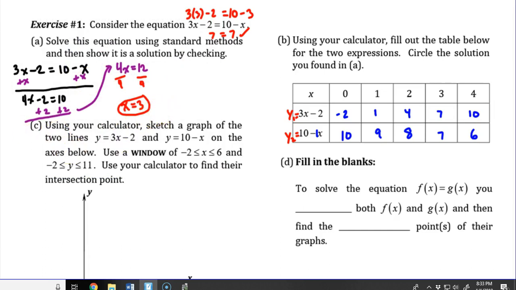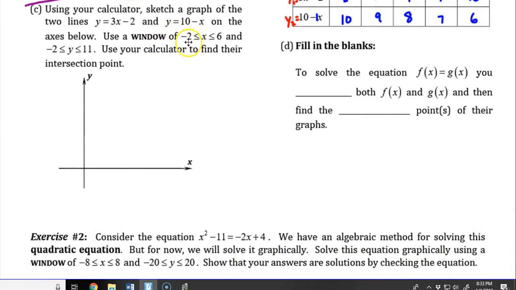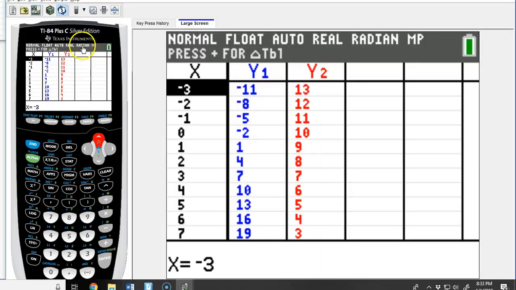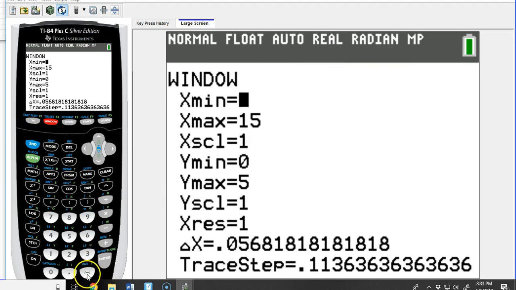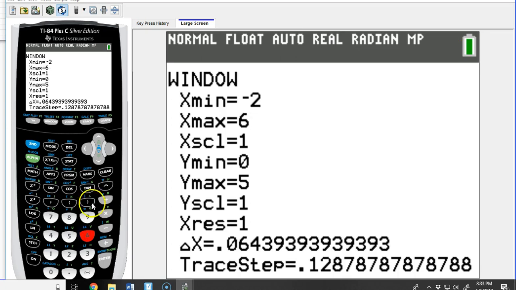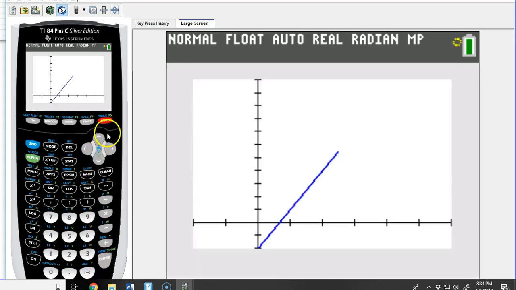So then it says, okay, go ahead and make a graph of this on your graphing calculator using a window of x between negative 2 and 6, y between negative 2 and 11. Well, that's good because we've already got it into our y equals. We just need to set up our window. So it said x between negative 2 and 6, y between negative 2 and 11. Keep in mind you're using the negative button for your 2's, not the gray subtraction key. Now you can just hit graph.